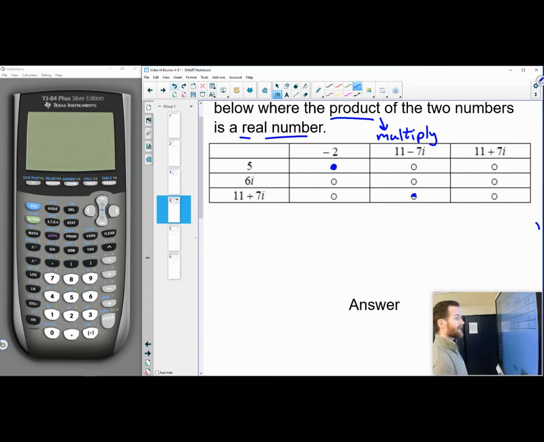We only got two real numbers in that whole chart. And I keep accidentally erasing this one. Let's check the answer.